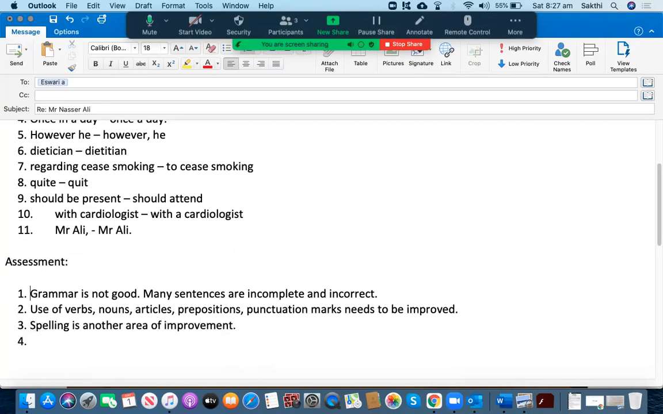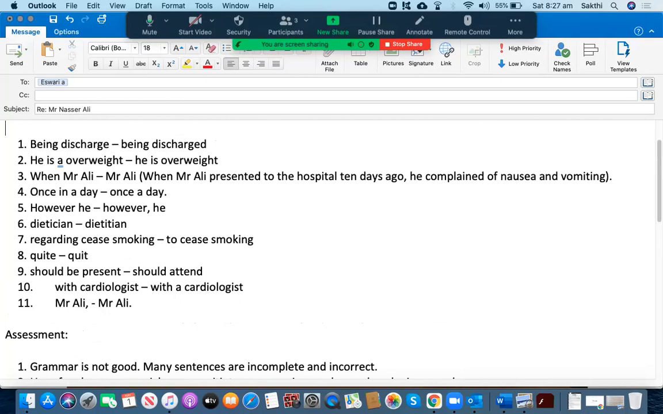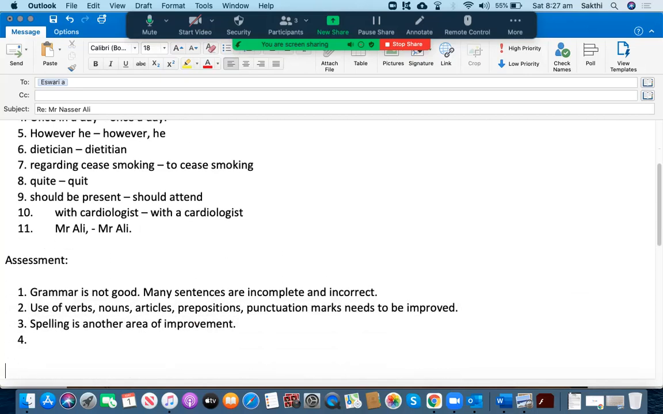So you can't commit spelling mistakes. It's not quite okay. It's wrong. And then should be present or should attend with the other cardiologist. Okay, being discharged. That's not right. So the use of articles is not up to the mark as well. Many sentences are incomplete, which is very bad. The number of mistakes has been reduced, but it doesn't mean that she should be able to get a good score for this one.